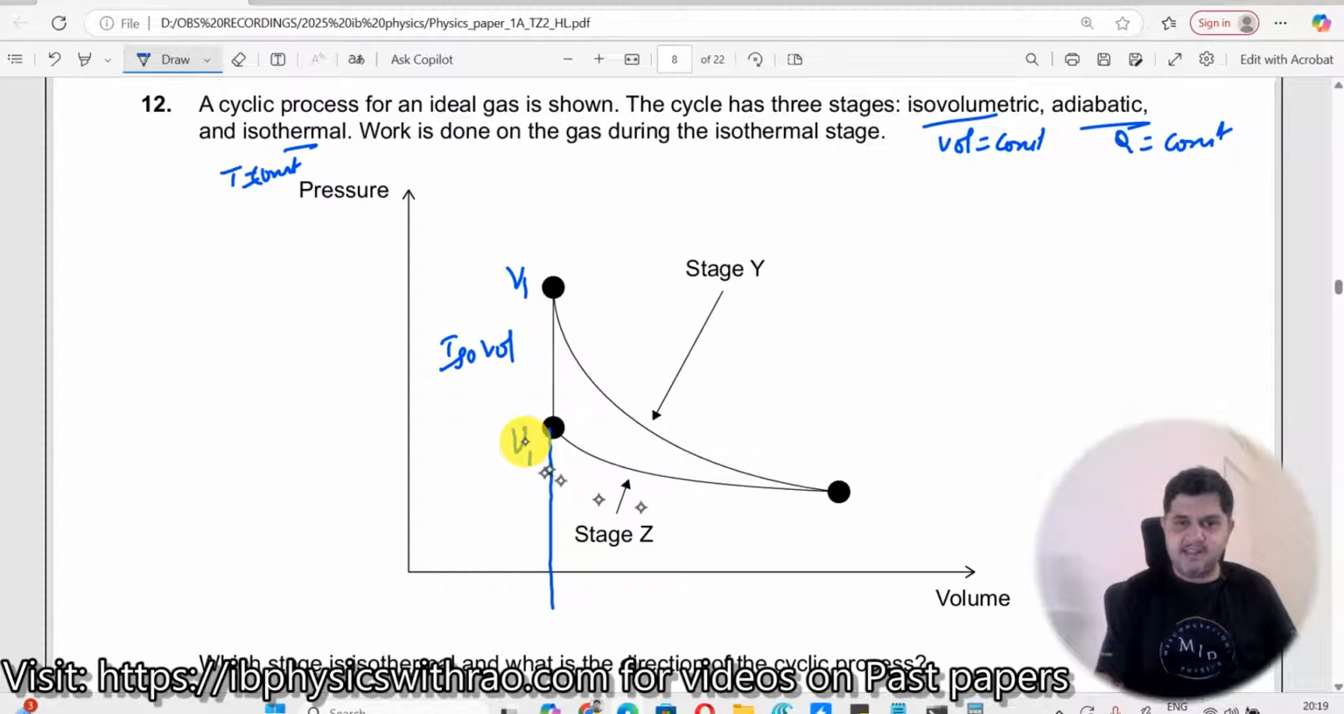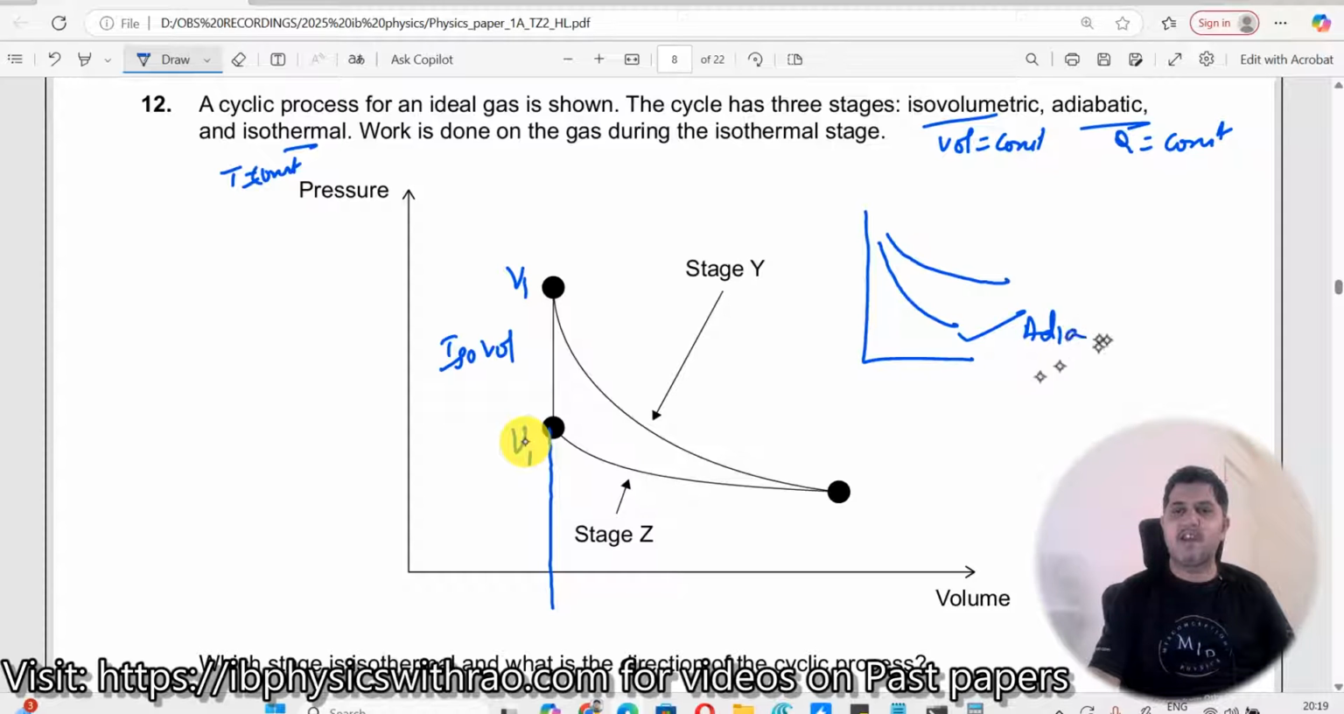Now from these graphs, which one is isothermal? Which one is adiabatic? See, when you have two curves, one goes like this, the other one goes like this. Which is the steeper one? This is the steeper one, and this is what you call an adiabatic, and this is what you call an isothermal. Okay. So from these graphs, one graph is like this, the other graph is like this. What can confuse you is that both the graphs are joining at the same point.